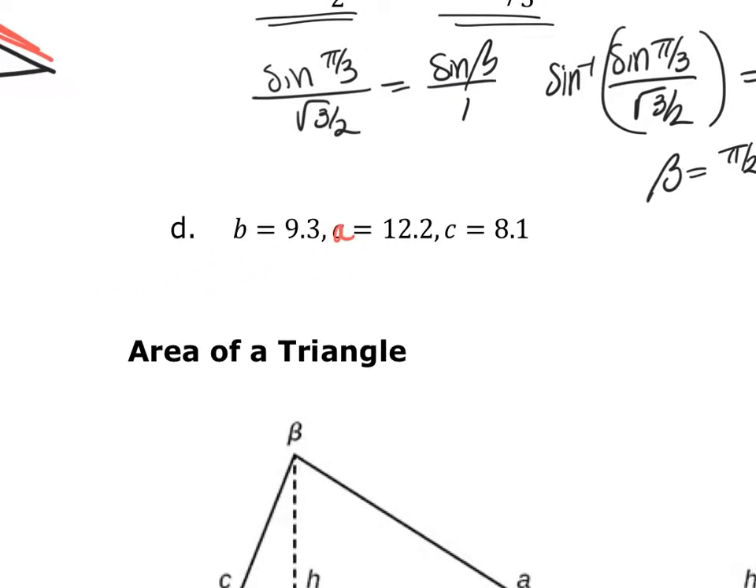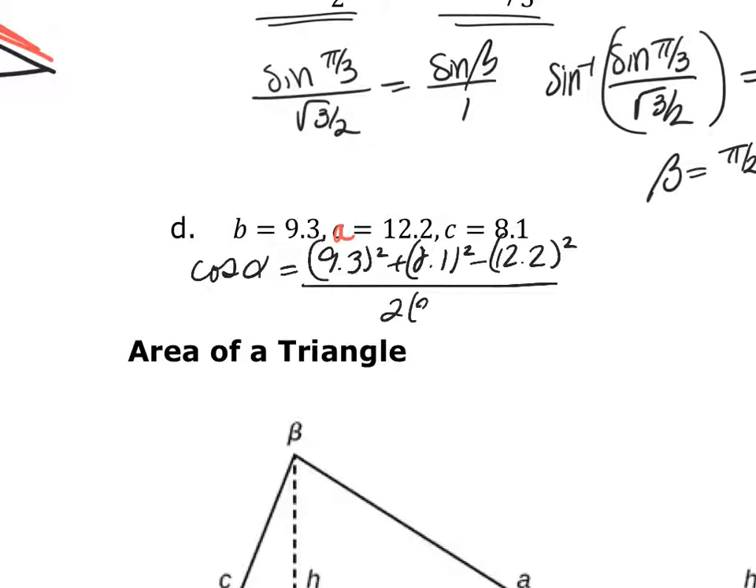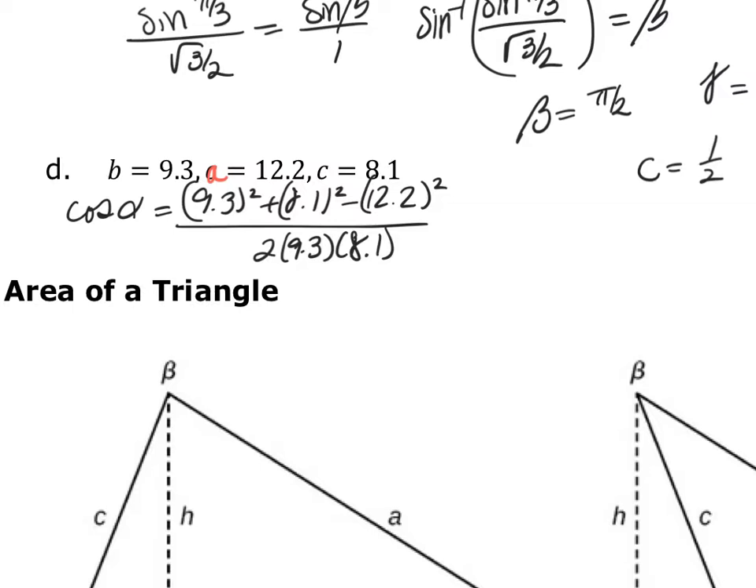Now, on B, I have to use a law of cosines. I always start with the longest side, so I'm going to start with alpha. So I have the cosine of alpha is equal to 9.3 squared plus 8.1 squared minus 12.2 squared, all over 2 times 9.3 times 8.1. When you put that in your calculator, what did you all get for cosine alpha? What was the number that came out? 0.0238948. We'll go with that.